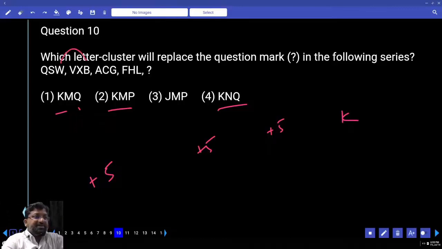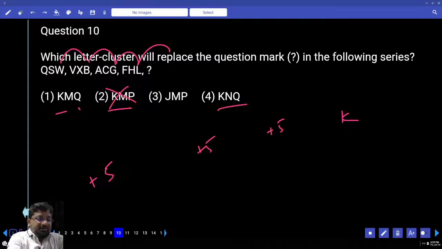W is how much? 23. 23 plus 5, 28. 28 is what? B. 2 plus 5, 7. 7 plus 5, 12. 12 plus 17. Tell me, ma'am, Q, this one is gone, right? You have to tell.